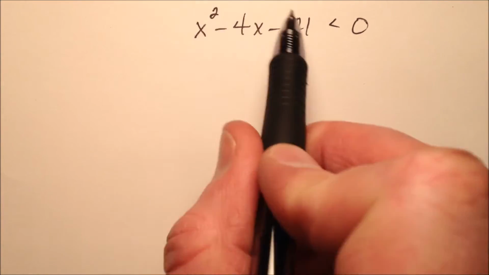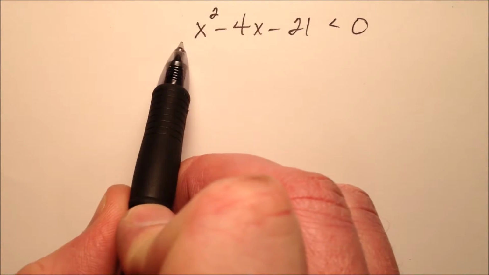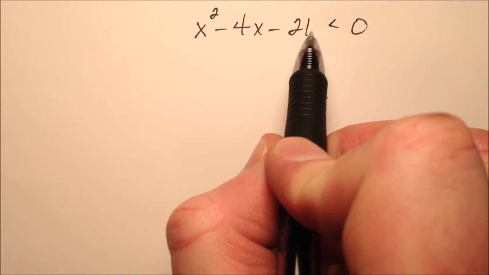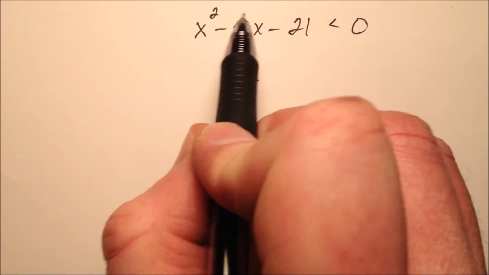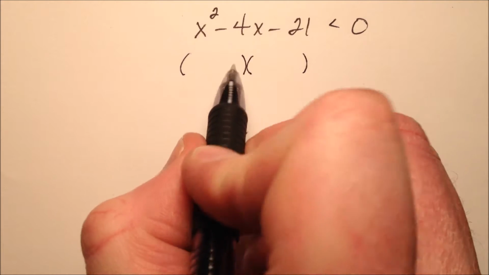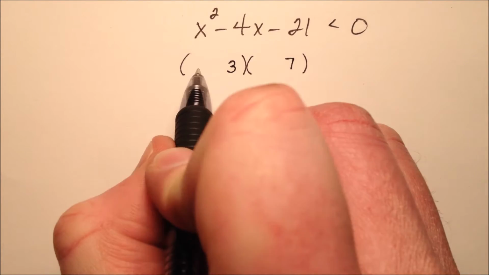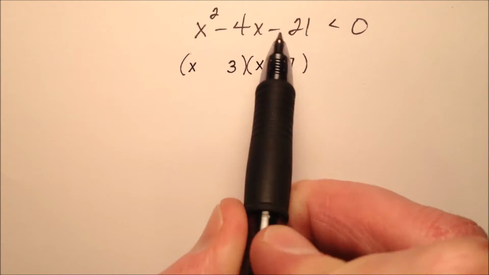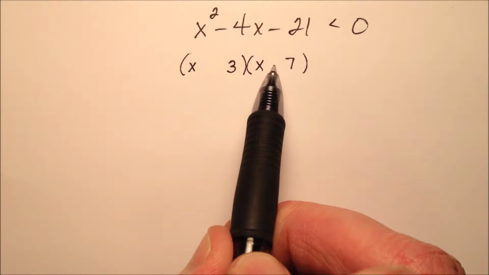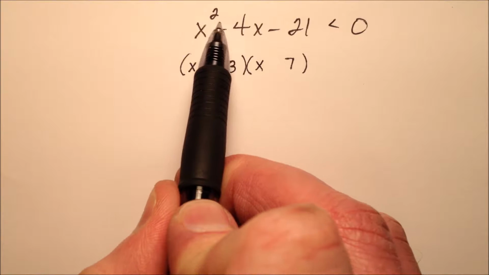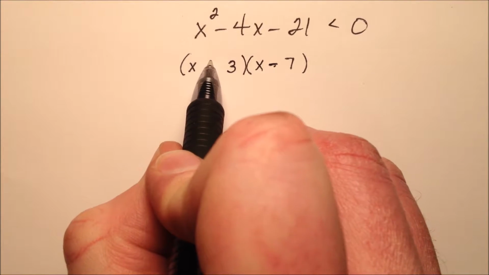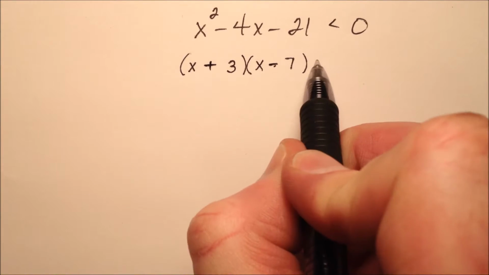So I know that when I try to factor this, the leading coefficient is 1. So I'm just looking for numbers that are factors of negative 21 that add to negative 4. So I know factors of 21 are 3 and 7. And since this is a negative 21, I know one of these is positive and one of these is negative, the larger of which is negative. So this 7 is bigger than the 3, so he's going to be negative, meaning this guy is positive.